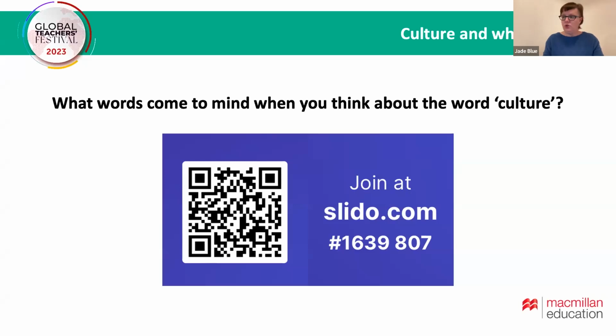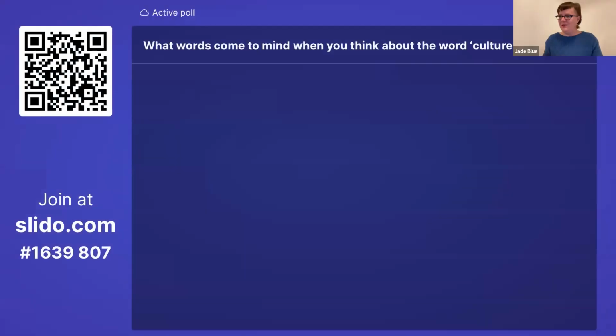So on your screen, you should see, if everything's going well, a big blue screen. Can you see that? With a QR code in the top left-hand corner. Yeah, fantastic. So you can scan that QR code with your phone camera, or if you haven't got your phone, if you're just on the computer, you can go to the website slido.com and it will ask you to enter a code. And the code is on the screen here. It's 1639807. So the question here on the Slido is, what words come to mind when you think about the word culture?